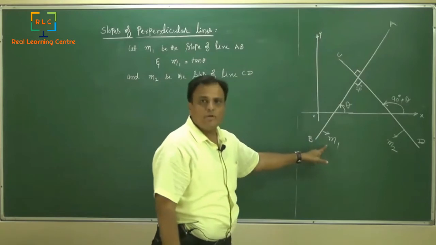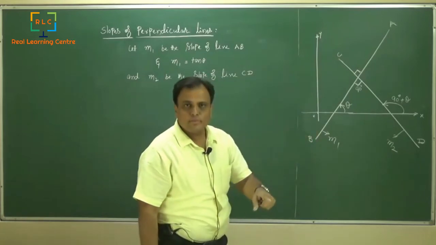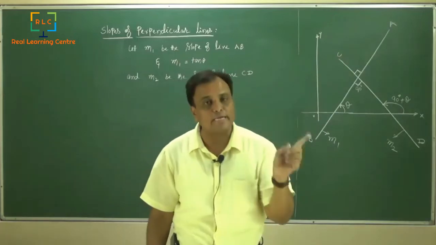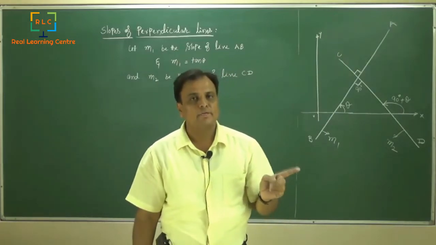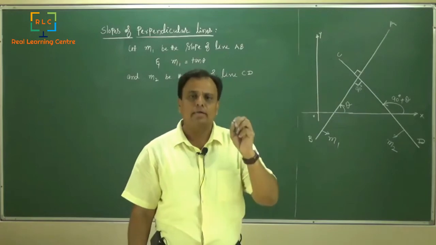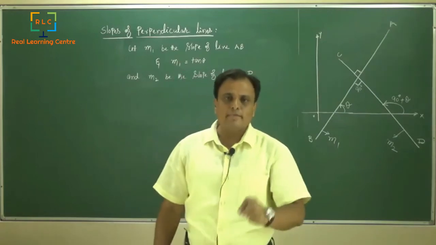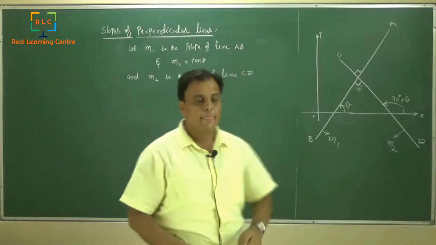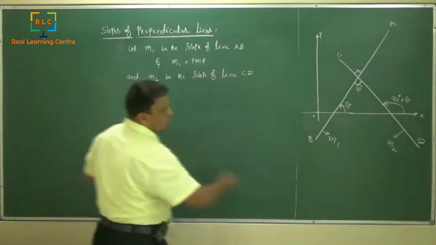We have to find out M1 and we have to find out M2, and it's our duty to show that M1 into M2 is equal to -1 because they are perpendicular lines. If the two lines are perpendicular, again I am repeating, then the product of their slopes is always equal to -1. Okay. So M2 be the slope of the line CD.